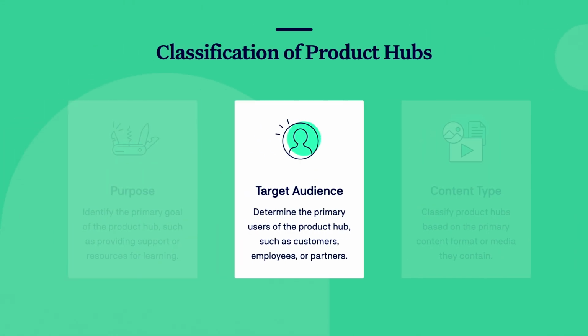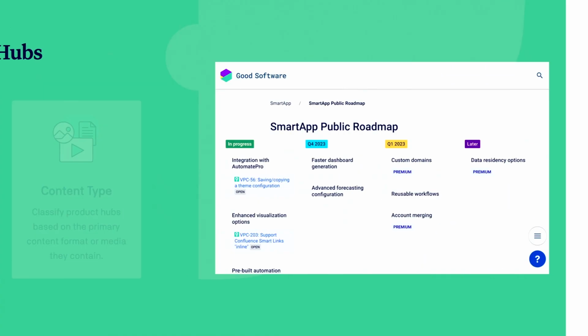All right, moving on to the second criteria for classifying product hubs, we have the target audience. Now, folks who will be using the hubs can be quite diverse, from your in-house teams and stakeholders to your partners and your customers. And knowing who you are creating the hub for really helps you craft the content and cater to the specific needs of the target audience.